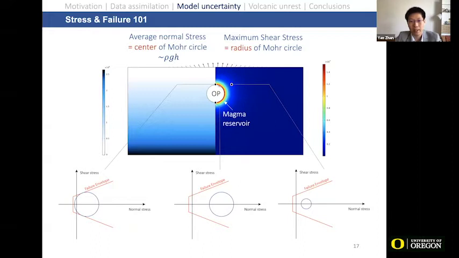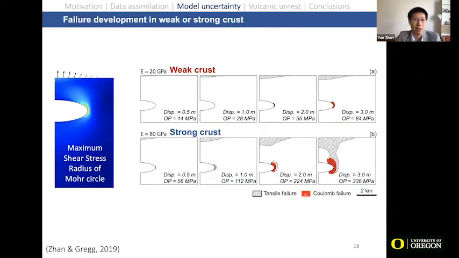Similarly, at this point, at the same depth, we have the same pressure with the same center of the Mohr circle. However, it has lower maximum shear stress, so the Mohr circle is smaller. It's also safe.